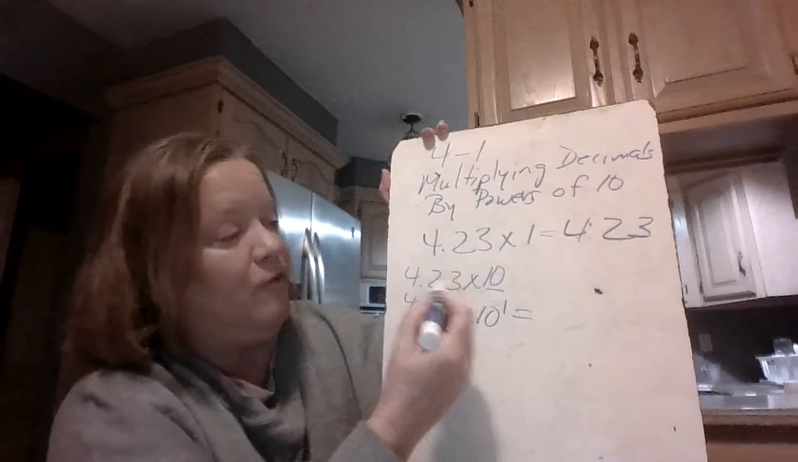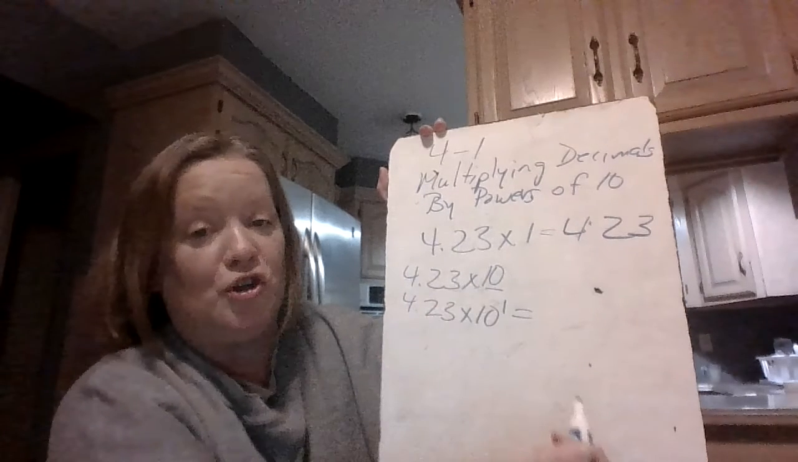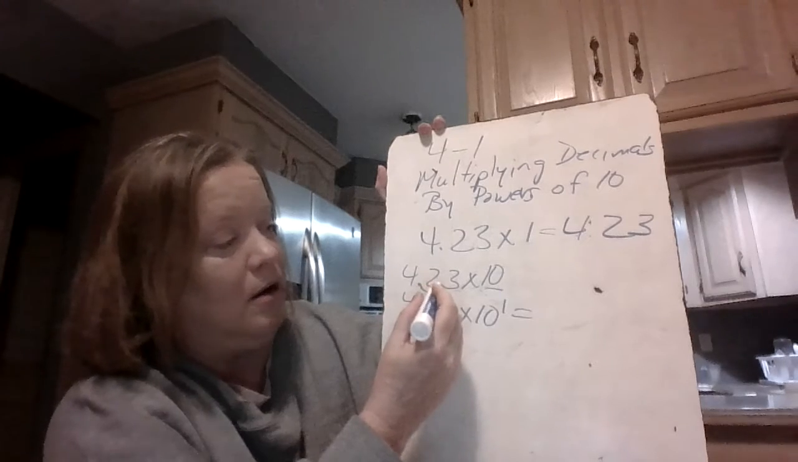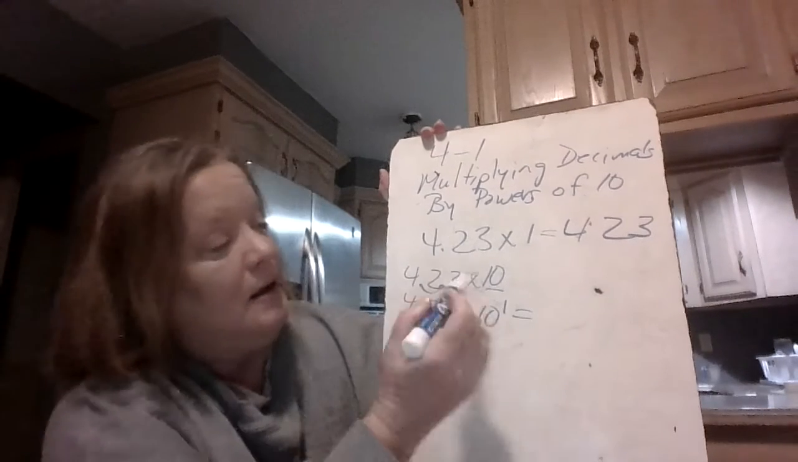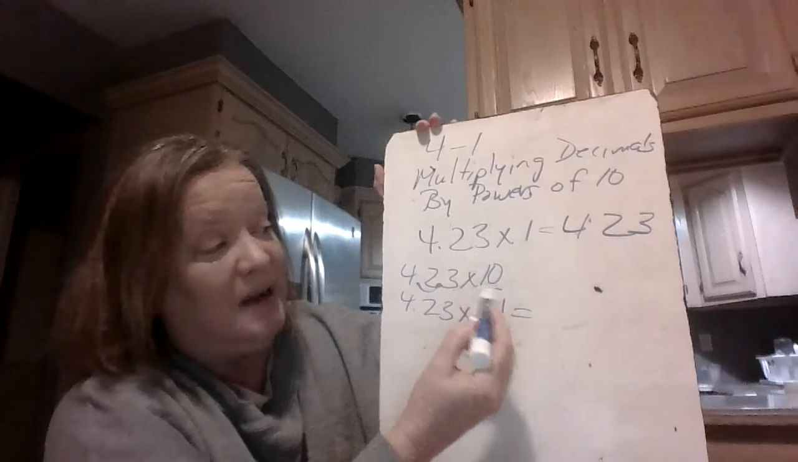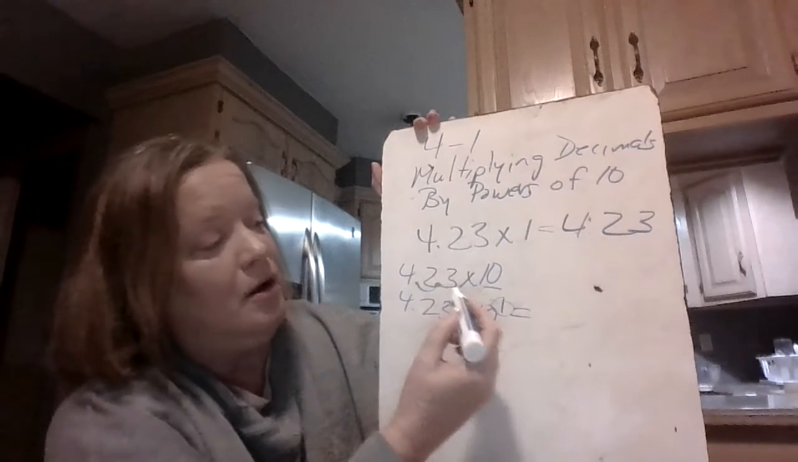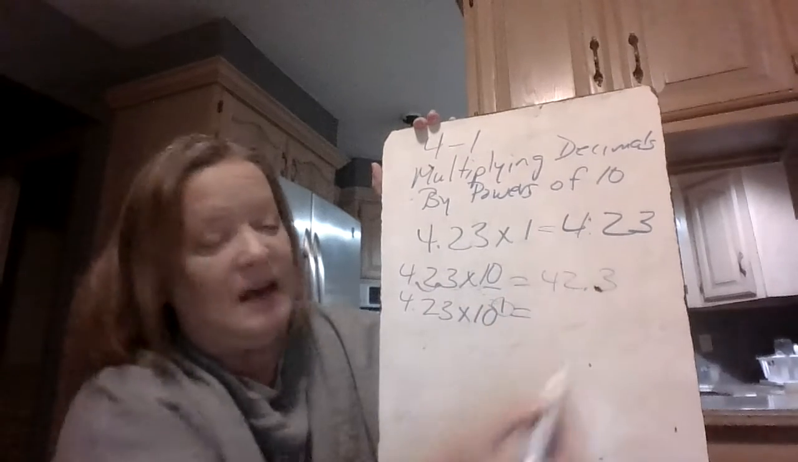So when you're multiplying 4 and 23 hundredths times 10, you're going to move this decimal one place to the right. Remember, when you're multiplying, you're always moving the decimal point to the right. And you're going to move it however many zeros there are in this power of 10. So there's only one. You're going to move it over. So your new answer would be 42 and 3/10.